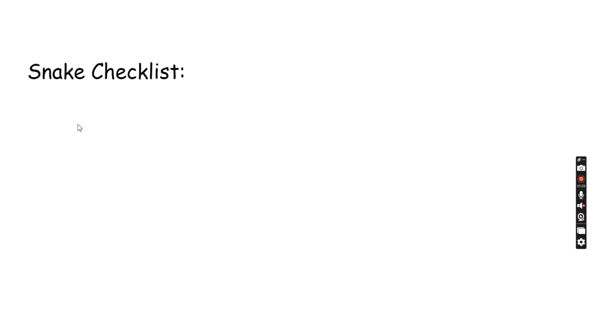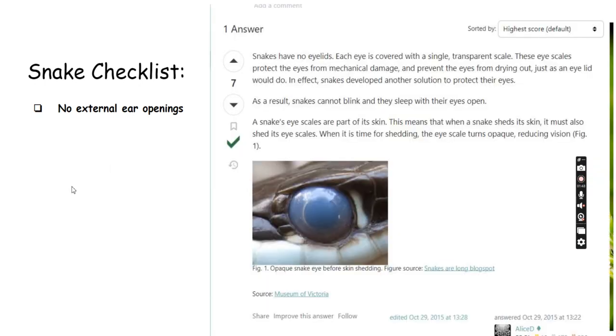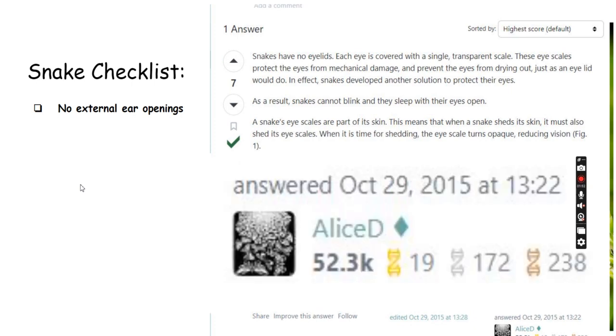So to continue, we have a picture here of a ball python, and according to the Smithsonian National Zoo, all snakes have no external ear openings. You can look at this ball python here for as long as you'd like, and you will never find an external ear opening.